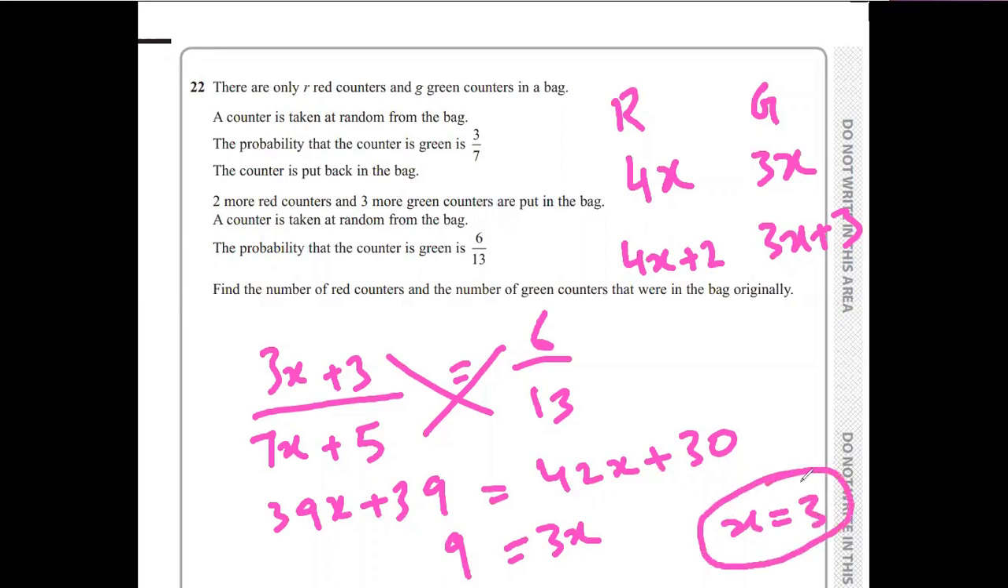If x is 3, what does this mean? How many green counters are there? 3 times 3, 9. And how many red counters are there? 12.